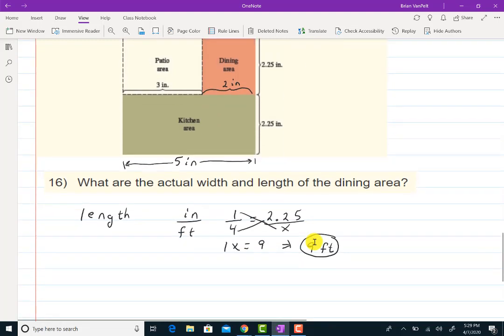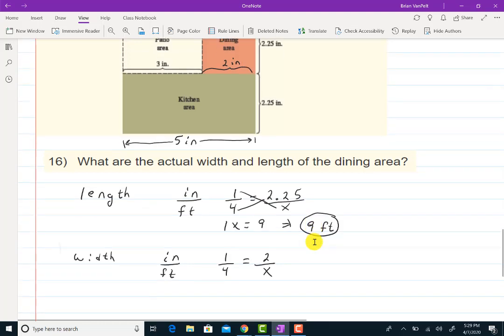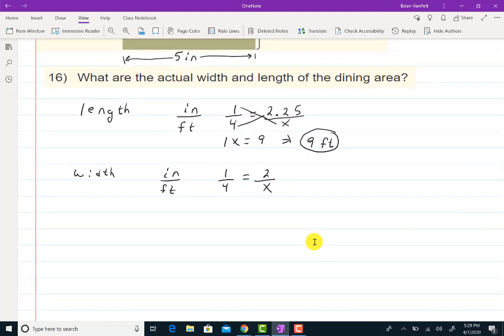So for the width, remember I'm going to use the same formula, inches to feet. So I was told 1 inch was equal to 4 feet, and our width was 2 inches, and we don't know what its real width is in feet. So cross multiply. 1 times x equals 4 times 2, which is 8. Well, that's just x equals 8, or 8 feet.